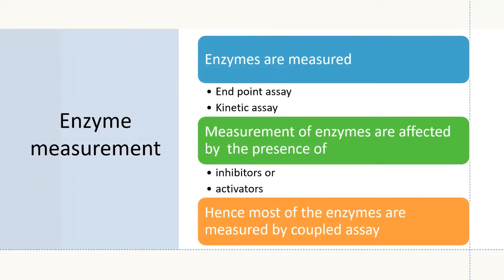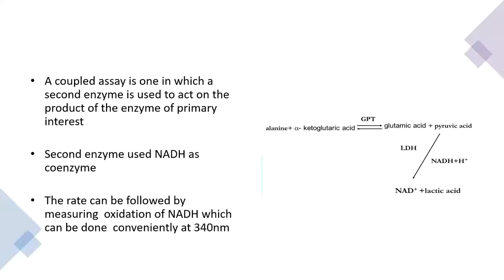So the measurement of enzymes may be affected by the presence of inhibitors or activators in the solution, in the blood. Hence, most of the enzymes are measured by coupled assay. Coupled assay means this is our target enzyme, and we provide the substrate of the particular target enzyme, and this substrate is converted into a certain product. Then we do a next enzyme catalyzed reaction of that product, and its conversion into a second product, and this reaction we actually measure.